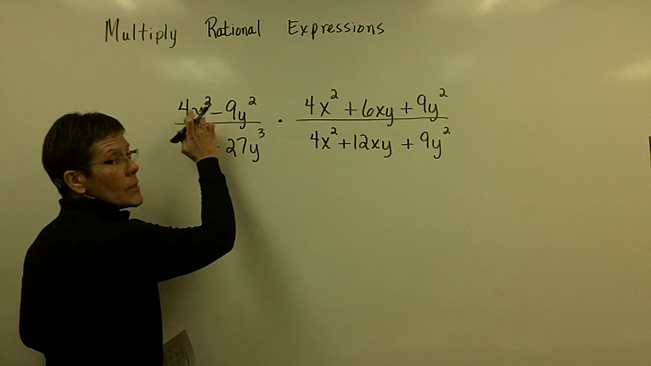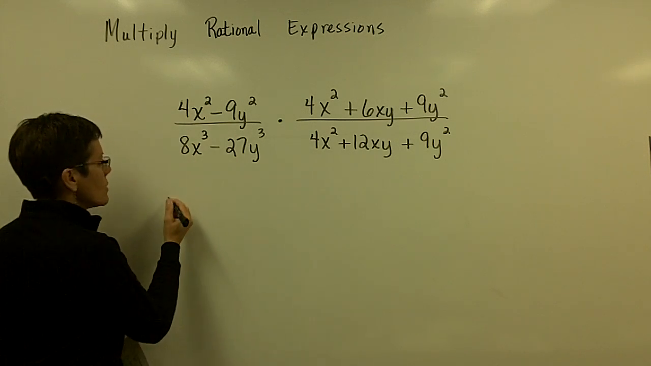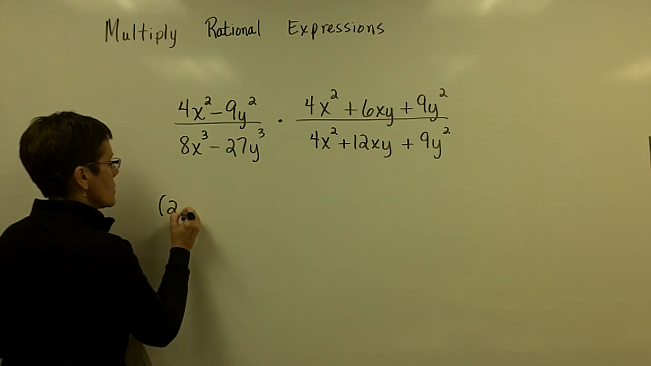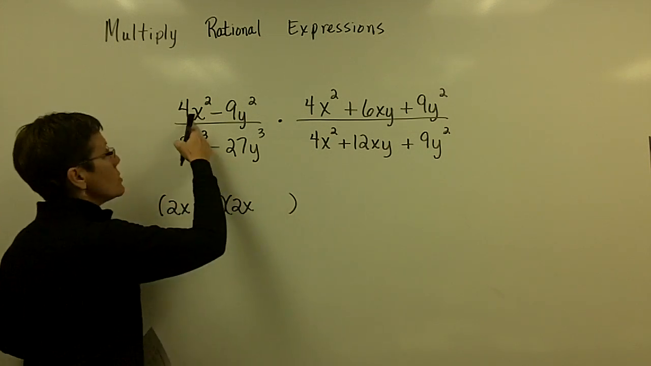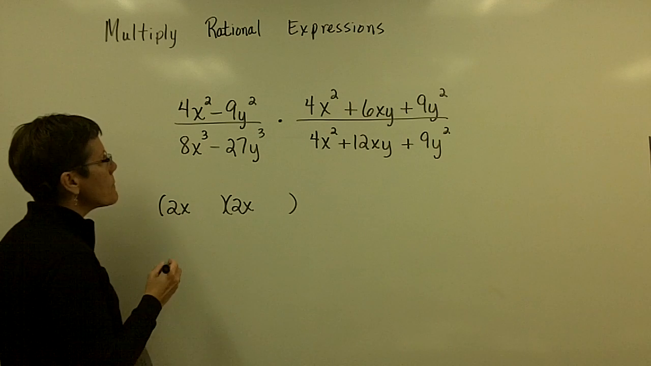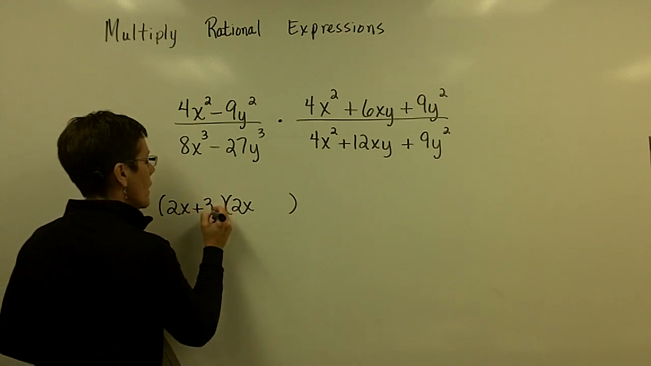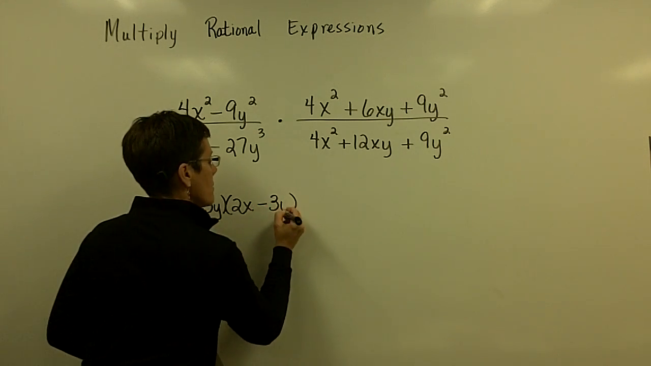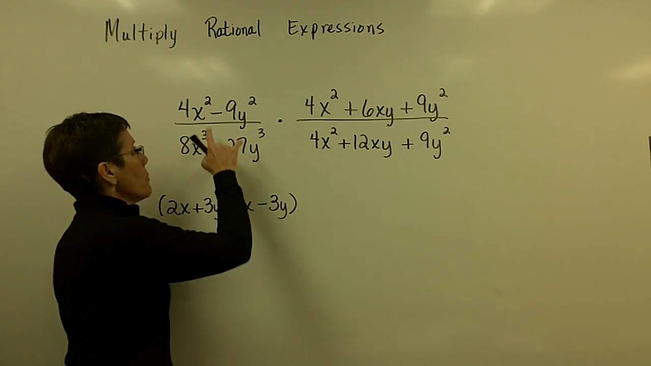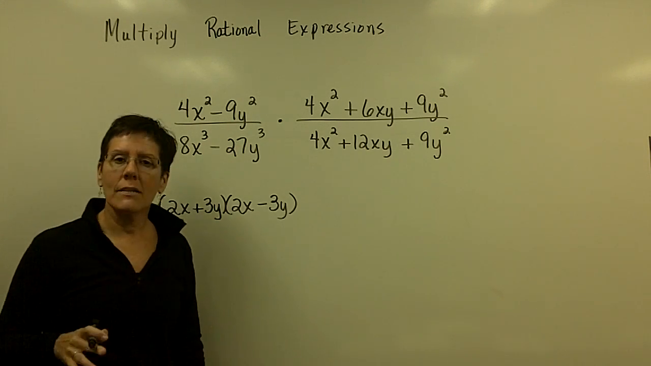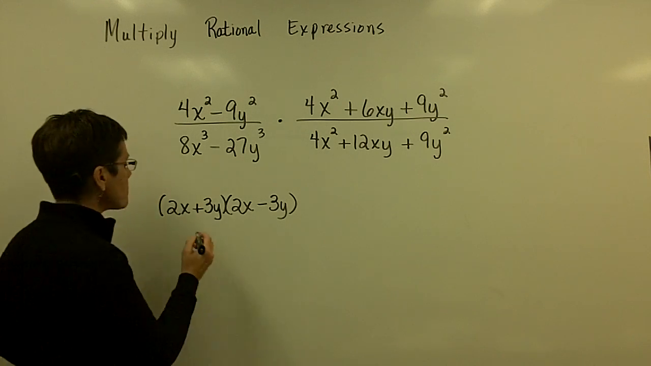This right here is called the difference of squares. So that's going to factor into, it's going to have a 2x in the front of each of the binomials, because 2x times 2x is 4x squared. And then there's going to be a plus 3y and a minus 3y in the back of each of those, because that product is 9y squared, and I have the appropriate minus sign. Remember, the outside and the inside terms disappear.